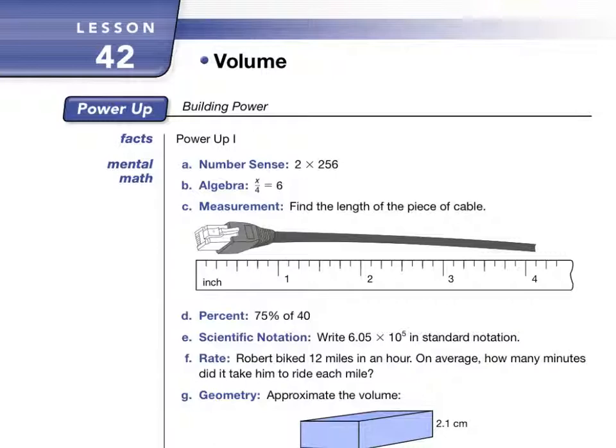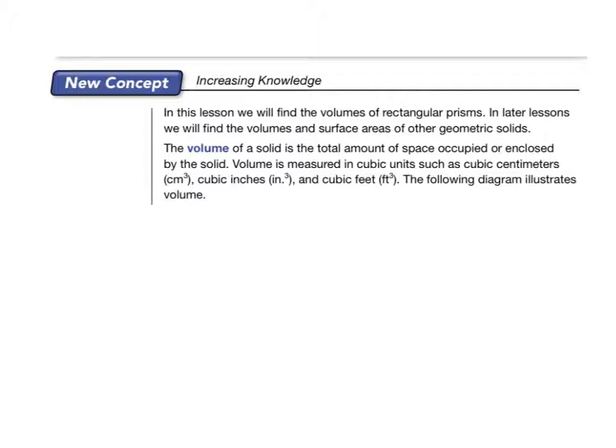So let's get started. For this particular lesson, we're going to find the volume of rectangular prisms. In later lessons, we'll talk about volumes and surface areas of other kinds of three-dimensional solids. So let's write down the definition. The volume of a solid, which is the same thing as a 3D figure, is the total amount of space occupied or enclosed by the solid. That's the definition. It's measured in cubic units such as cubic centimeters, cubic inches, and cubic feet.